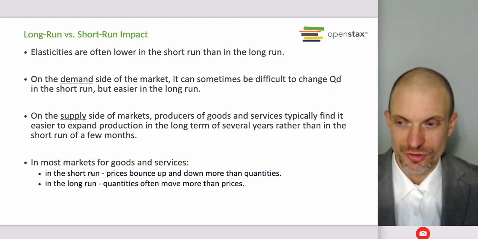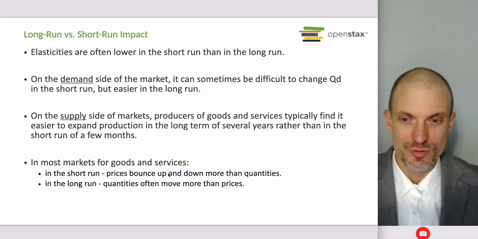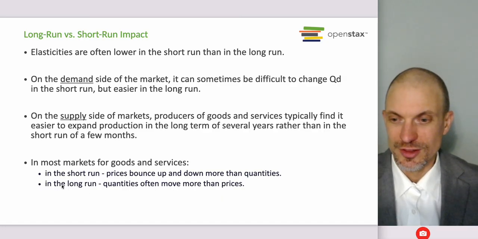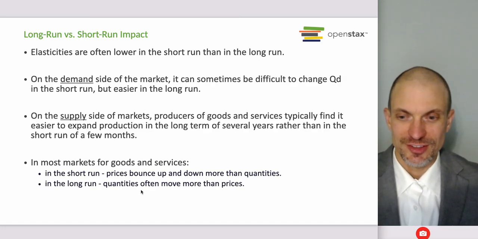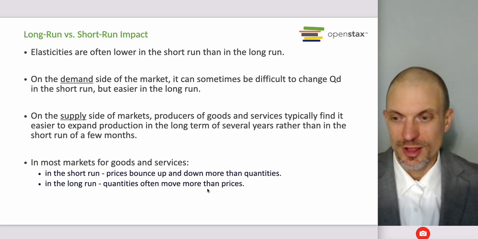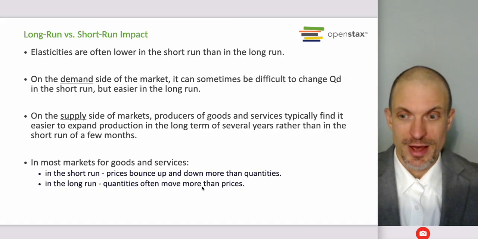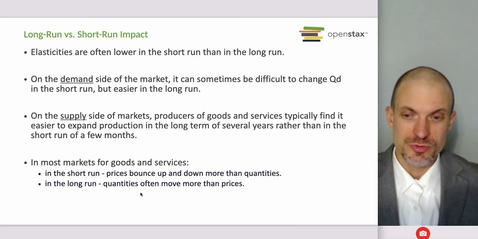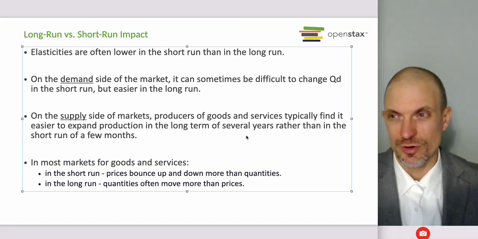In most markets for goods and services, in the short run, prices bounce up and down more than quantities. True, because prices move around a lot. Quantity doesn't move very much. That's kind of the definition of inelastic. In the long run, quantities move more than prices. Yeah, there are long-term trends. People move away from consuming cigarettes because either the tax increase or regulation makes it more difficult to be able to smoke. Also, rising gas prices discourage people from buying gasoline vehicles, and they switch on average towards electric vehicles or more fuel efficient vehicles. That's a long run story, not a short run story.